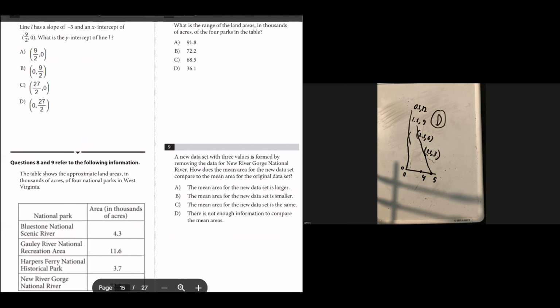All right, so for this one, it says questions 8 and 9 refer to the following information, and it gives you a table, and then question 9 is on the top.